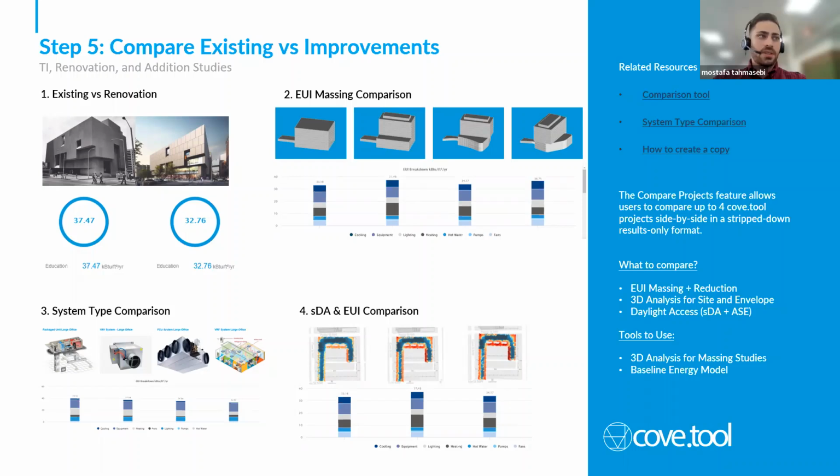The other type of comparison that you can make is comparing different HVAC systems. Changing these systems often results in savings or gives you a better perspective of what works better for this project. And finally, another comparison example that I brought here is the EUI comparison for SDA. So Cove Tool gives you the ability to do all these types of comparisons in a much quicker manner compared to traditional ways of coming up with ECMs, seeing the impacts, and trying to compare them manually.